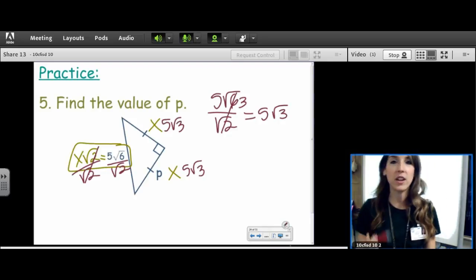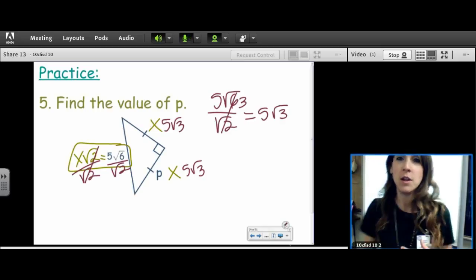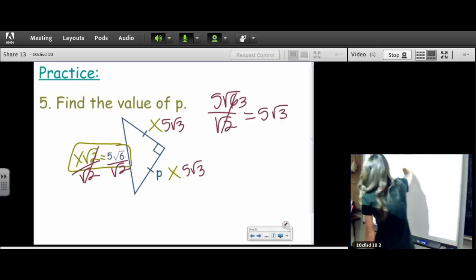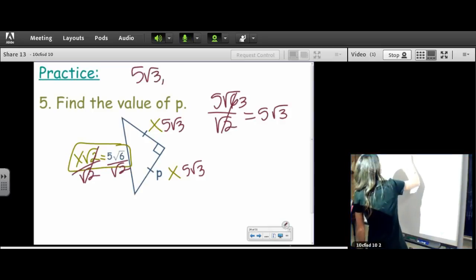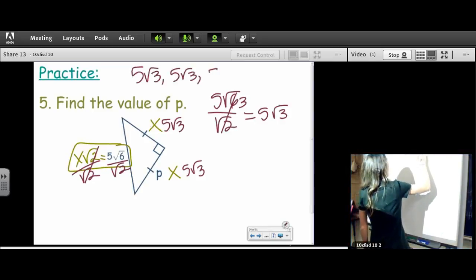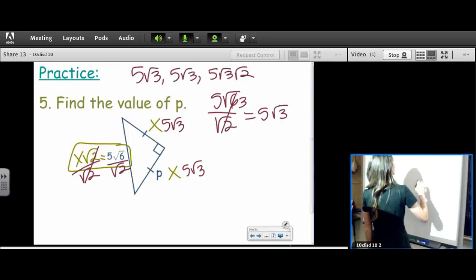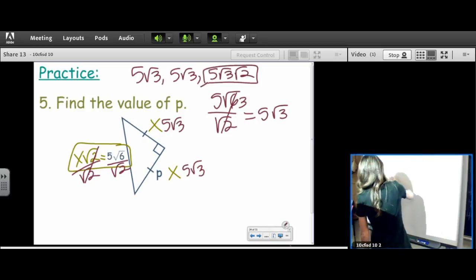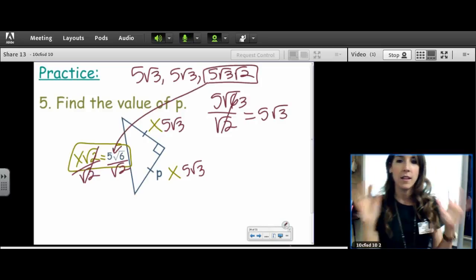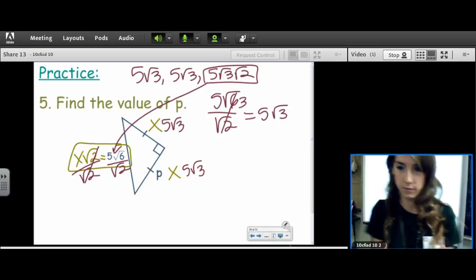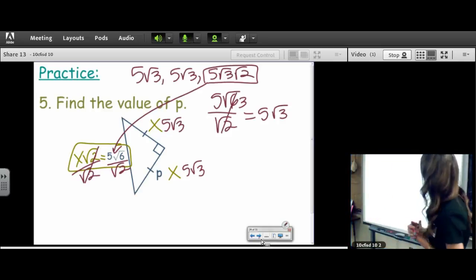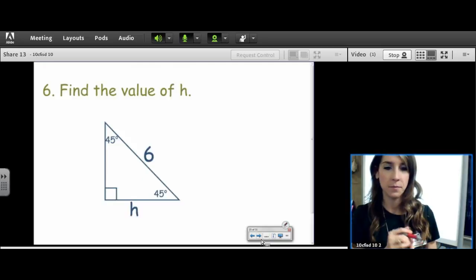You can always check your answer if you're scared you did something wrong. So the pattern should be 5 root 3, 5 root 3, 5 root 3 root 2. Okay, is that the answer? Does that match that? Oh, thank goodness, they match. I checked my answer. Move on. Cool. Try that one.